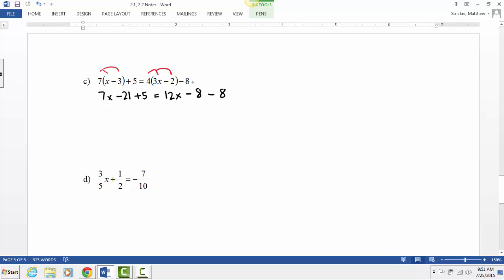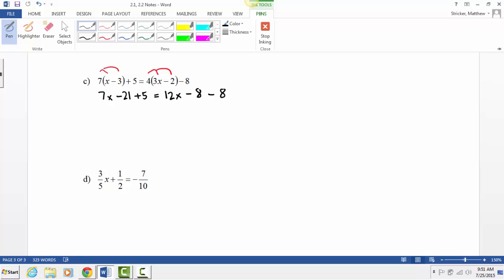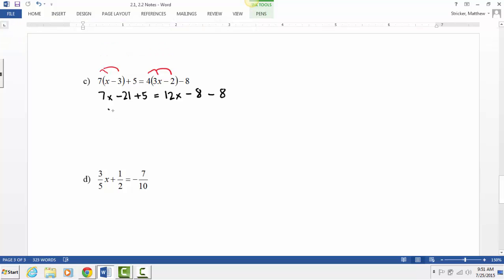So we distribute. There are no fractions, but there are some like terms we can go ahead and combine. Negative 21 plus 5 is negative 16. So we have 7x. Combining these two, we get negative 16. And then on the right side, the 12x stays, but the minus 8 and minus 8 become minus 16. And we add those.